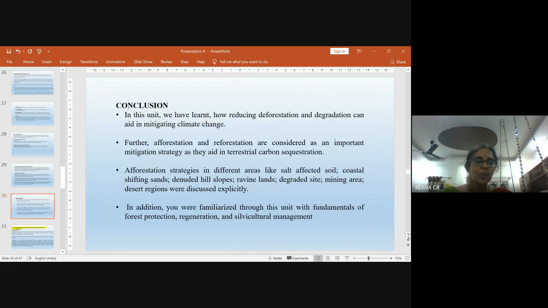So to conclude the second topic, we have learnt what deforestation is, the ways to reduce deforestation, how mitigating degradation can aid in mitigating climate change, and that afforestation and reforestation are also important mitigation strategies. We also covered afforestation strategies in different areas like salt affected soil, coastal shifting sands, denuded hill slopes, ravine lands, degraded sites, mining areas, desert regions, etc. So this is the second unit, that is the forests.